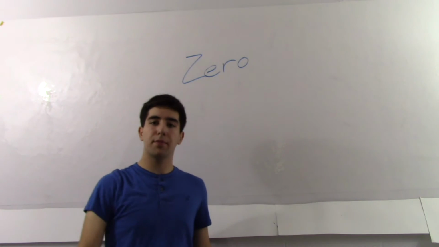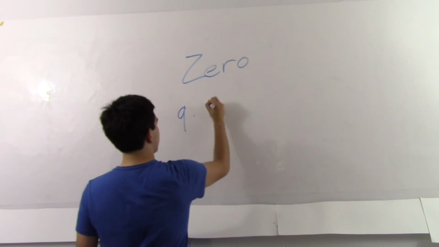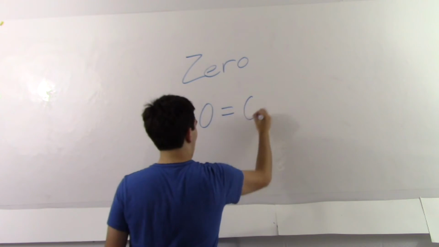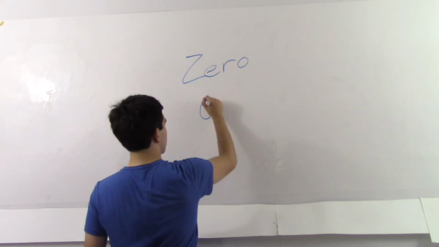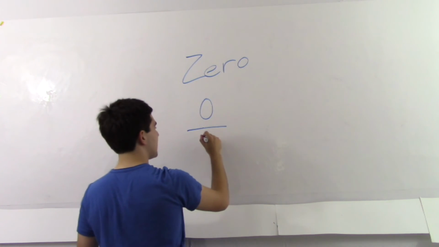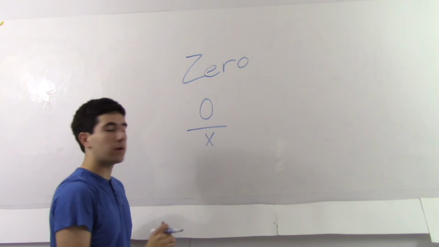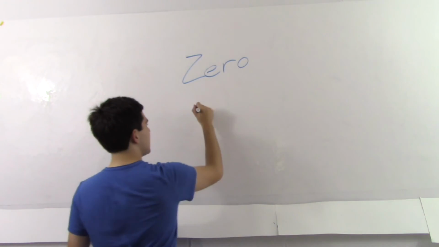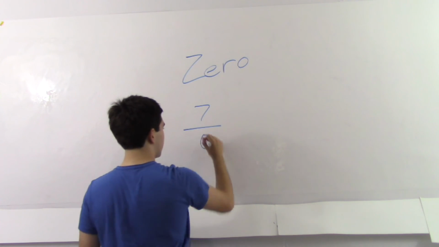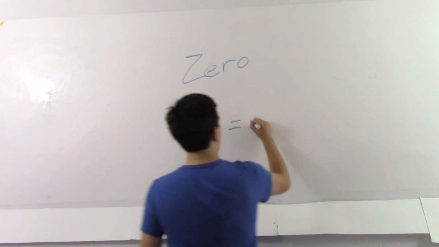Next, we have the property of 0. With multiplication, any number times 0 is always going to be 0. With dividing, 0 divided by any number or variable is always going to equal 0. However, any number or variable divided by 0 doesn't equal 0. It's actually undefined.